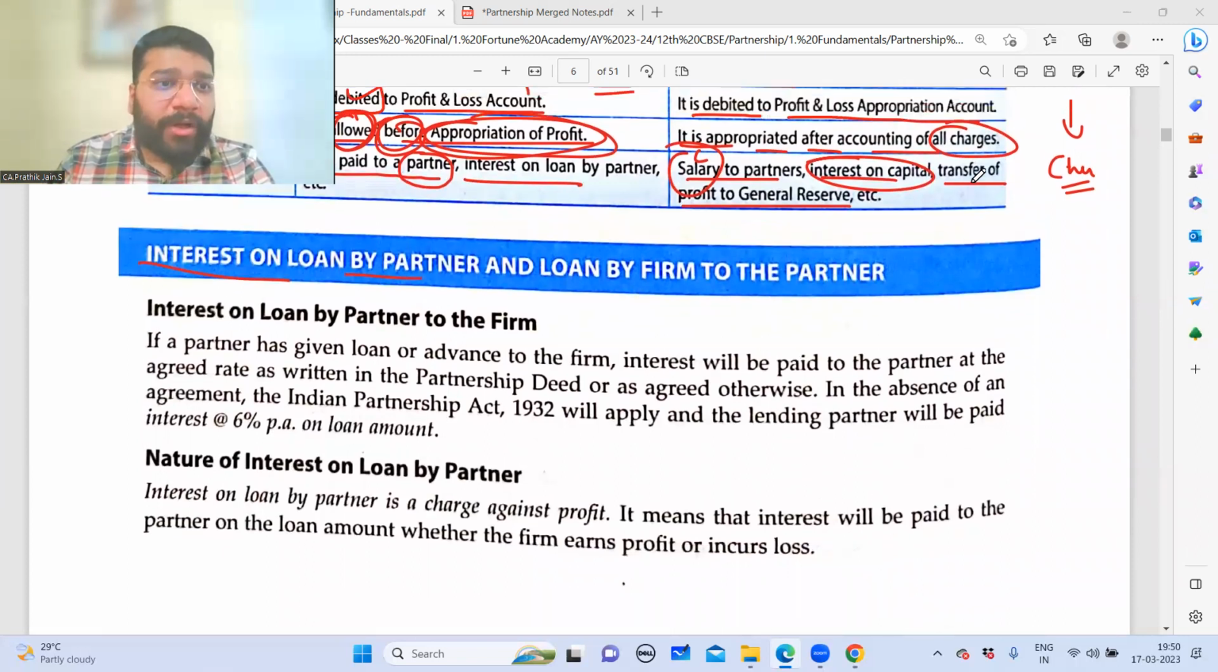Yes, sir. Profit is not sufficient. The items of appropriation are more, profit is less. So that will be answered in Sunday's class. Okay, sir. Now, the next concept is interest on loan.